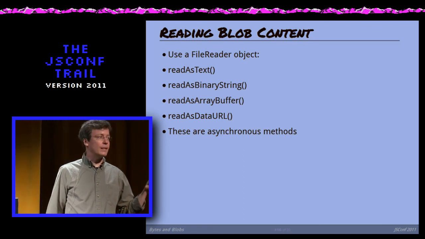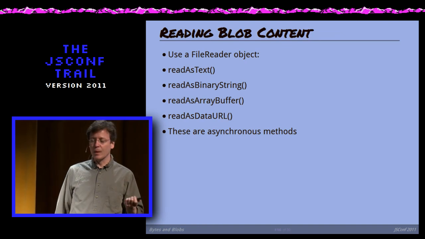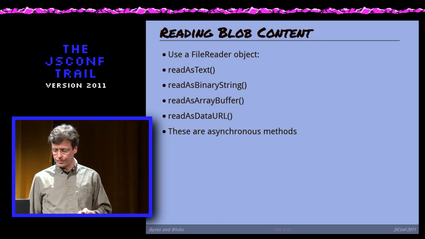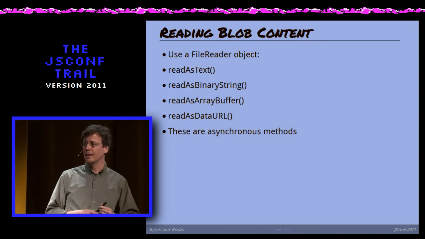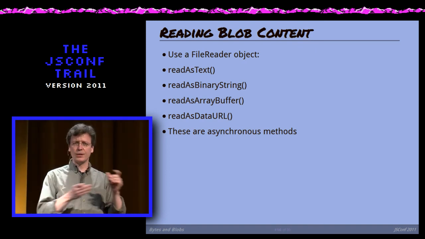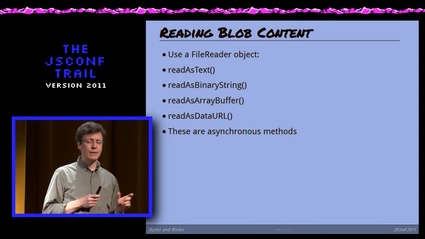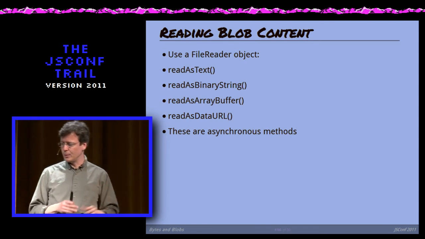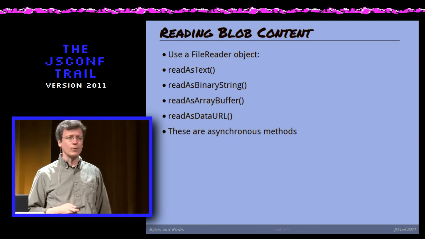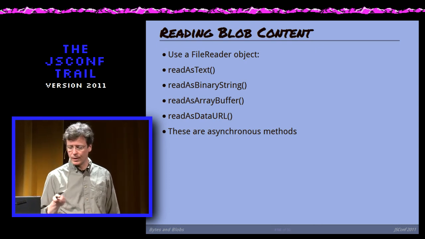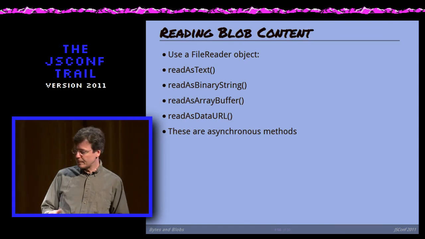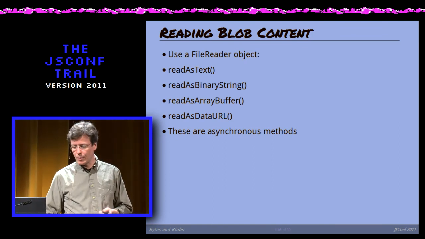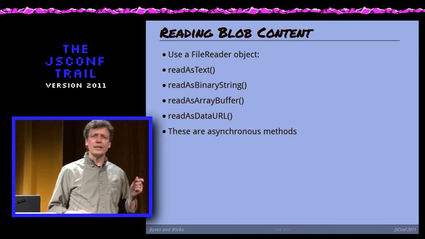readAsText obviously decodes the blob content as a UTF-8 string. readAsBinaryString is only if you want to do it the old, dirty way, actually convert each byte into a 16-bit UTF-16 character. But you don't need that because we've got readAsArrayBuffer now. And readAsDataURL gives you a data:// URL, which is different than a blob URL, and you don't really need that either now that we've got URL.createObjectURL.